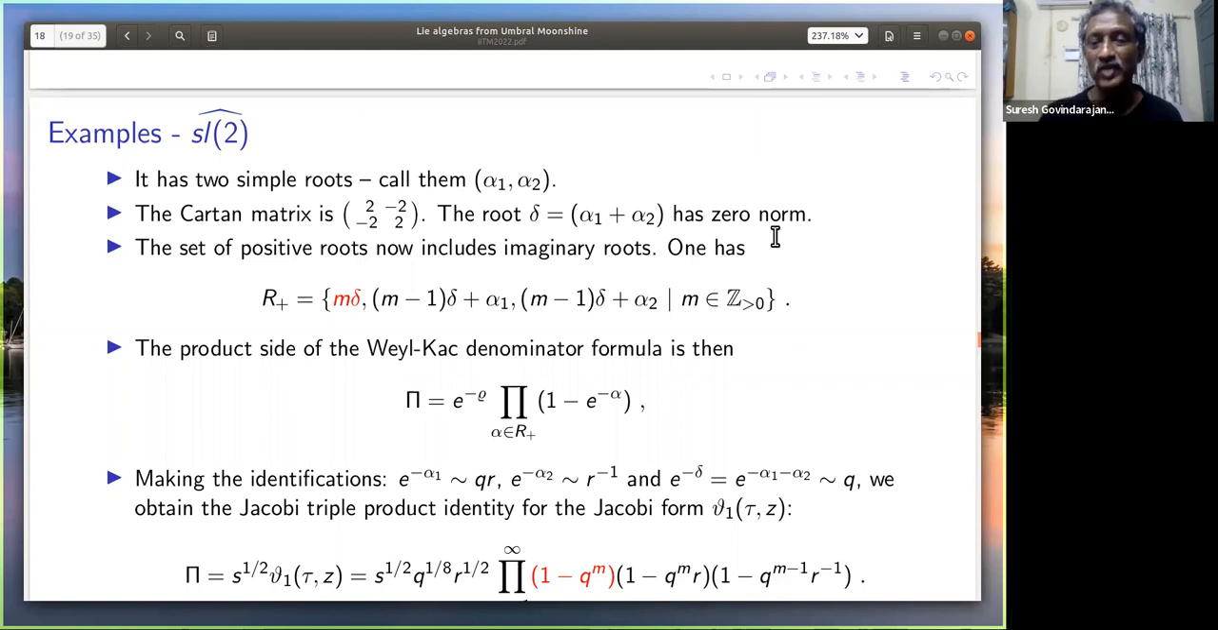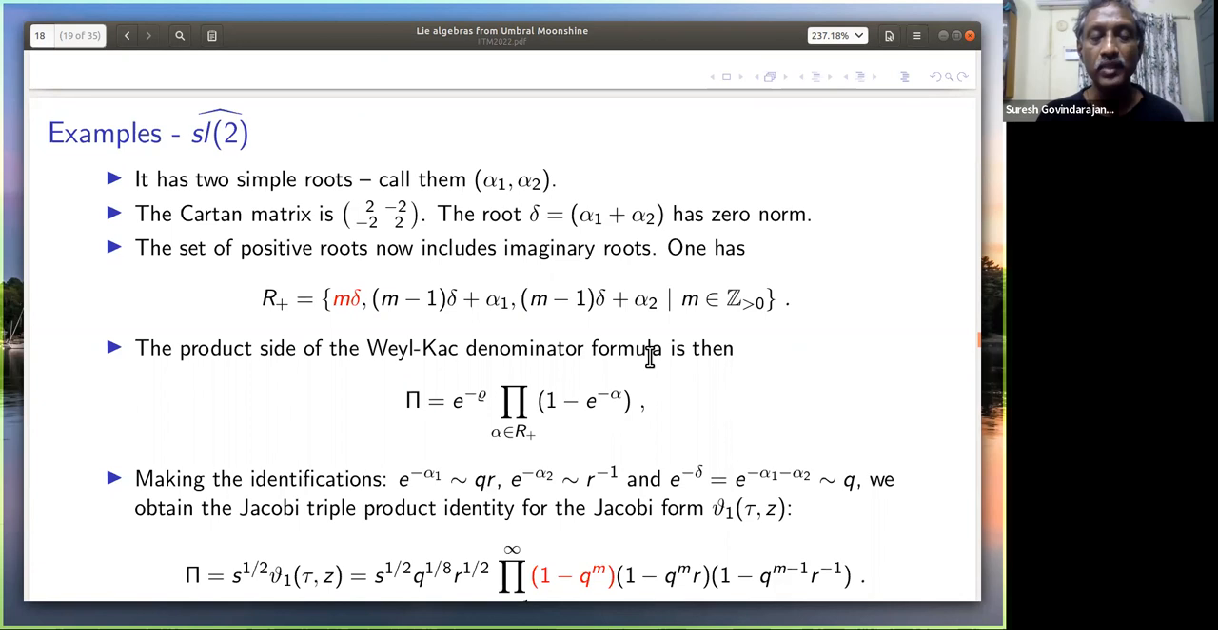When you say norm, we actually mean norm square. Okay, number one. And imaginary means norm square being zero or negative. Even zero is considered an imaginary root. So what you find is that R plus now has infinite of them. These two you would have guessed, but it actually has an infinite number of imaginary roots, m times delta.